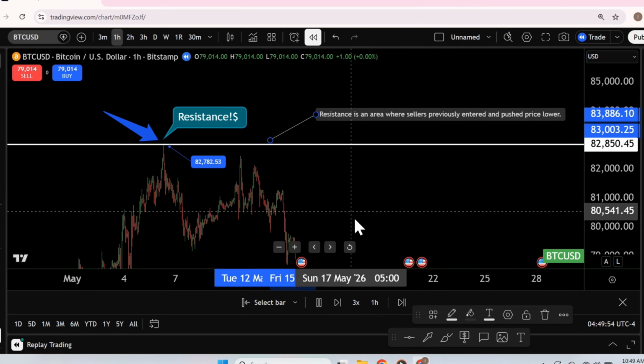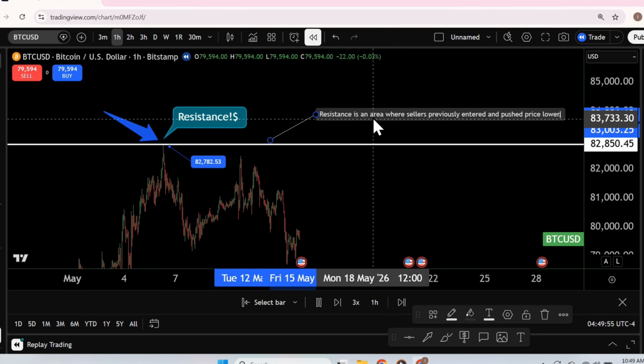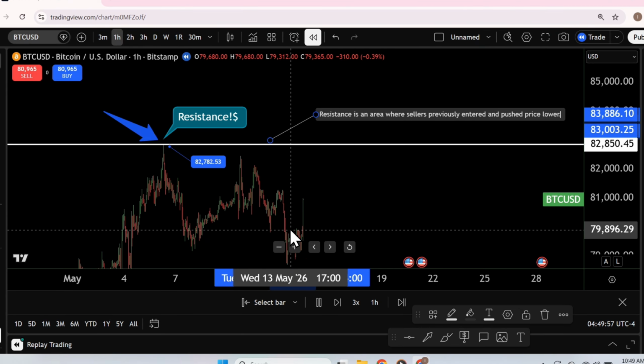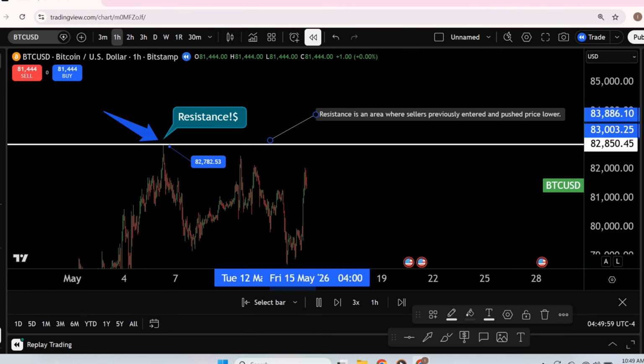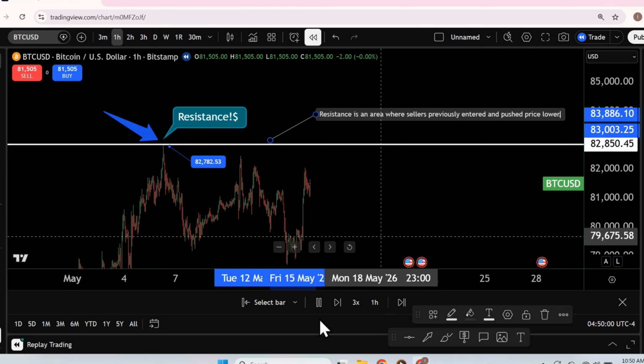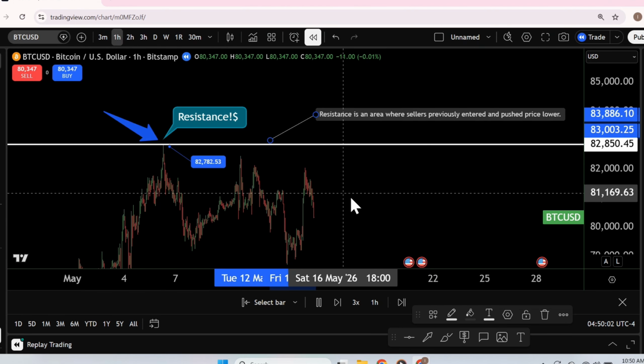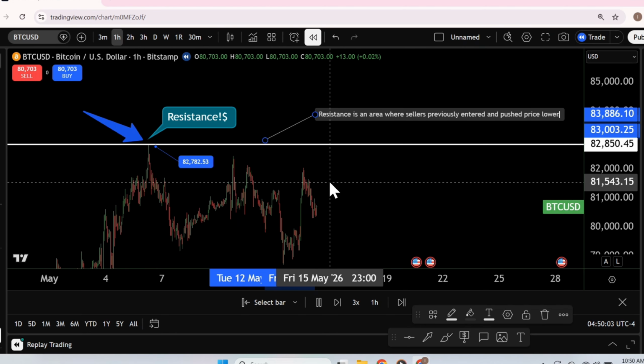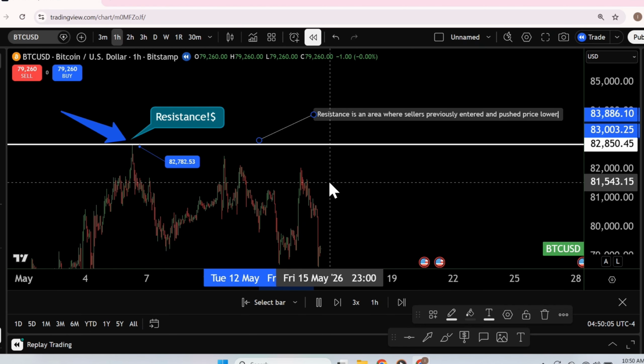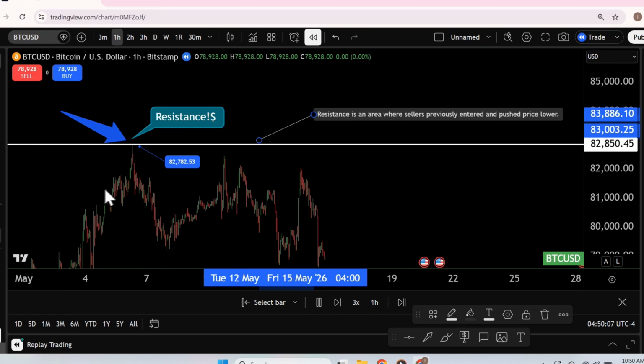Now first, let's keep this simple. Support is an area where buyers previously entered the market and pushed price higher. Resistance is an area where sellers previously entered and pushed price lower. That's it. These levels matter because traders and institutions often react to the same areas multiple times.